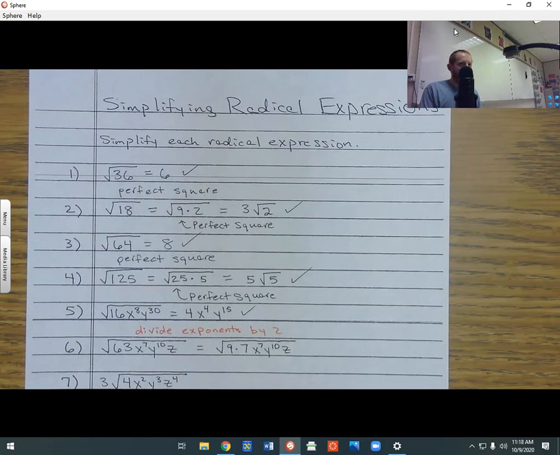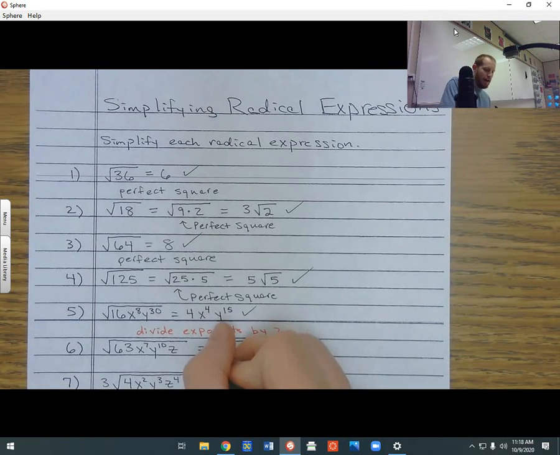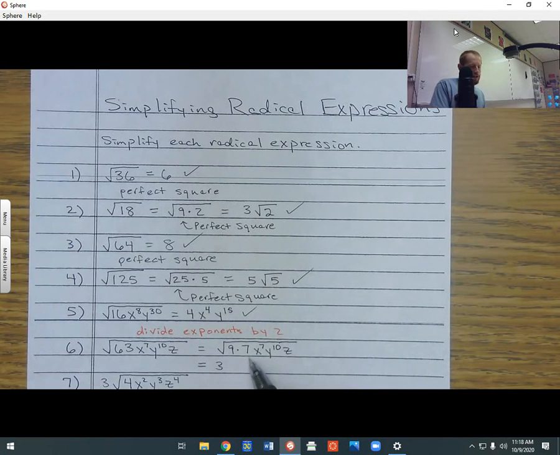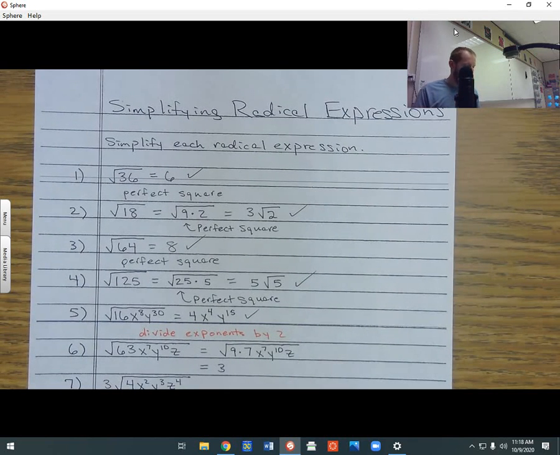The 9 is a perfect square. It can come out as a square root, which is 3, but the 7 has to stay under there. Now, when I divide the exponents by 2, here's what happens. If I take 7 and divide that by 2, I'm going to actually get a 3 with a remainder of 1. And basically, the remainders have to stay under the radical.